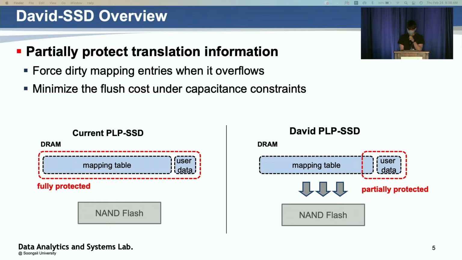When the dirty memory footprint of the mapping table goes beyond the protected range, David forces them to NAND flash, thereby ensuring their persistency even with a limited number of capacitors. In this architecture, it is needed to minimize the flush cost of the mapping table caused by the capacitance constraint.